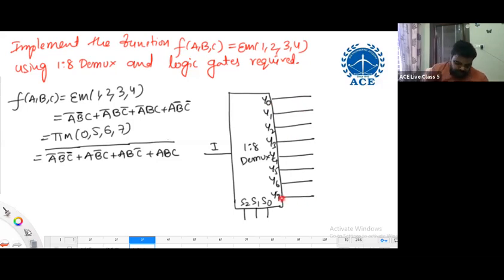In place of S2, S1, S0, we are using A, B, C. Then what will be the expressions here? A bar, B bar, C bar, I, A bar, B bar, C, I, so and so, A, B, C, I. So if I is connected to 1, then we are getting expressions. What is that here? A bar, B bar, C bar, A bar, B bar, C, so and so, A, B, C, A, B, C. Then, right, those expressions.